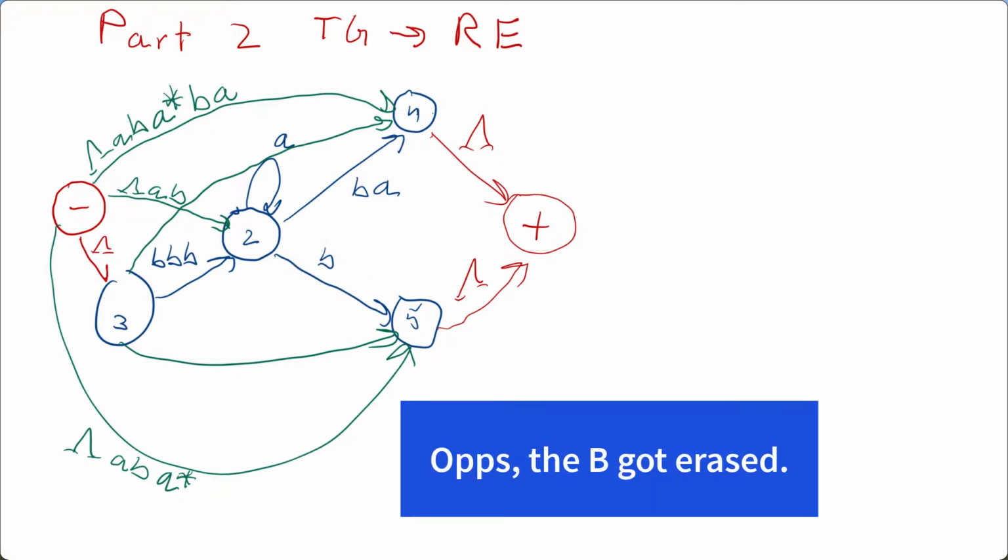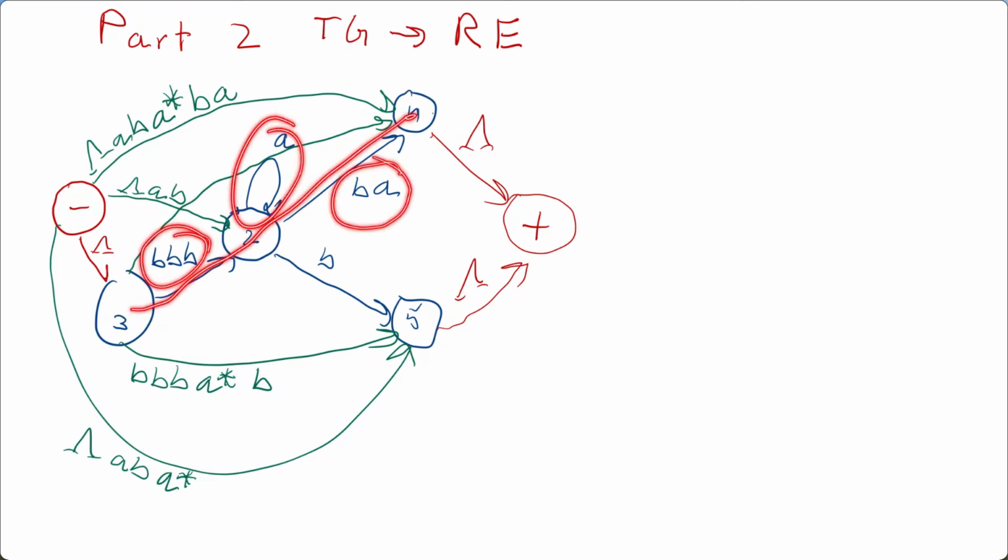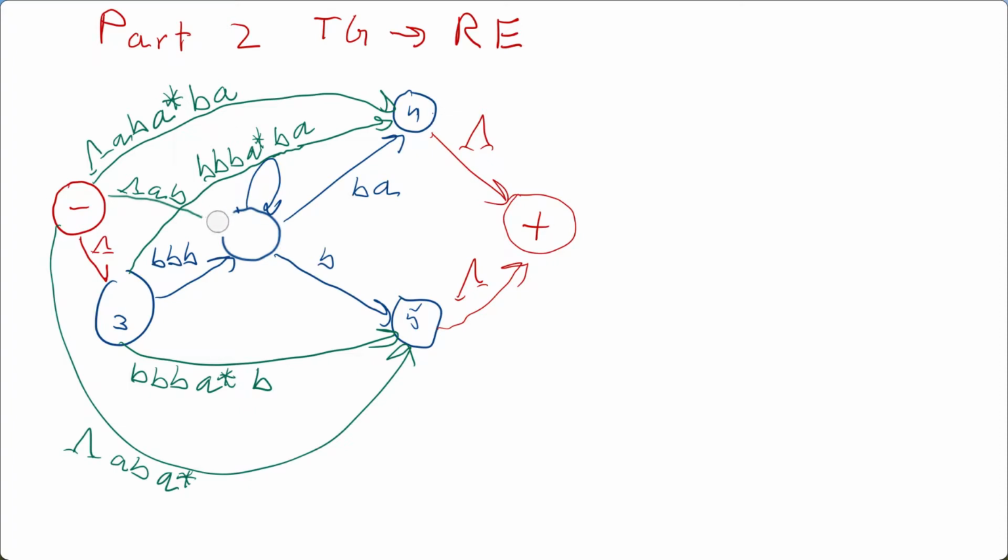Okay, next we have this edge right here. We can do this edge next. So that's 3 B's, A star, B. And finally, we have this edge right here, which is starting from this state, ending in that state. So that's 3 B's, A star, BA. All right, now that we're done with that, we can erase state 2 from our transition graph, and any of the edges and labels that were connected with it.